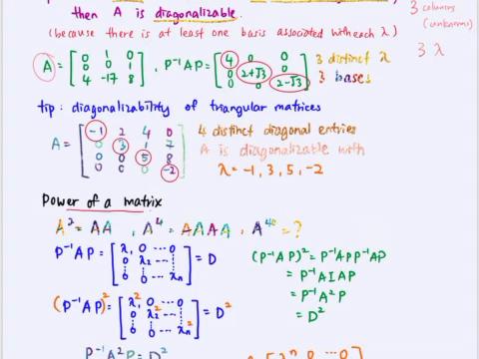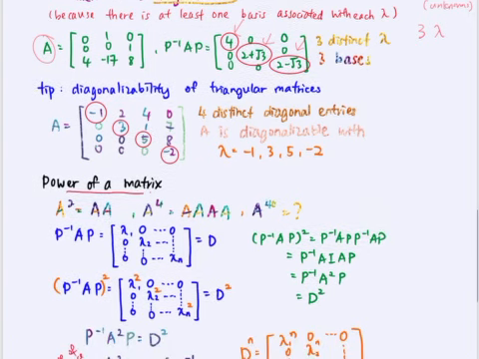Then for this example, the A you should have 4, 2 plus square root of 3 and 2 minus square root of 3. So these are the 3 distinct eigenvalues. So you should have the 3 bases because each of the eigenvalues would give you at least 1 basis. And then we have another tip for the diagonalizability of a triangular matrix.